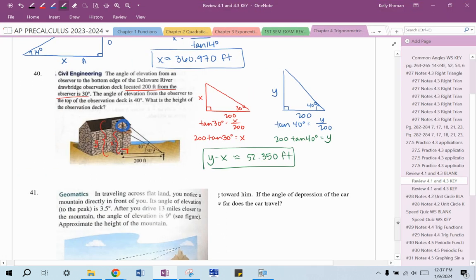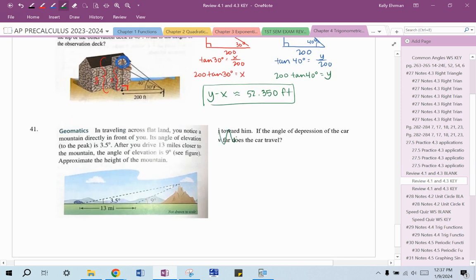All right. Our last problem here, ignore that. Our last problem says, in traveling across flat land, you notice a mountain directly in front of you. Good observation skills. Its angle of elevation to the peak is 3.5 degrees, so this picture is already given to us. You drive 13 miles closer. Now the angle of elevation is 9 degrees. Approximate the height. Let's drop that in.